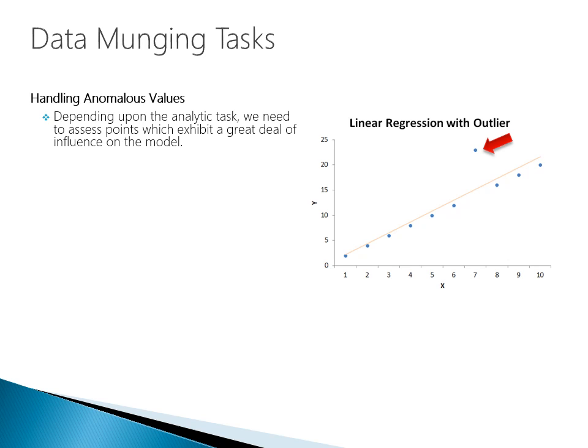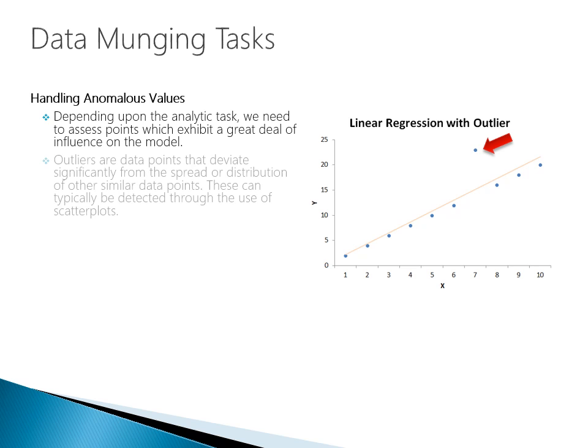Handling of anomalous values. Depending upon the analytical task in front of us, we need to assess points which exhibit a great deal of influence on the model. If I'm looking at this model on the right-hand side, I have data points that form a nice diagonal line, and I have a regression line that is supposed to cut through those data points. But I have one point that sits on the top that is distinctively different than the rest of them. And understanding that data point is a critical component of the EDA in general.